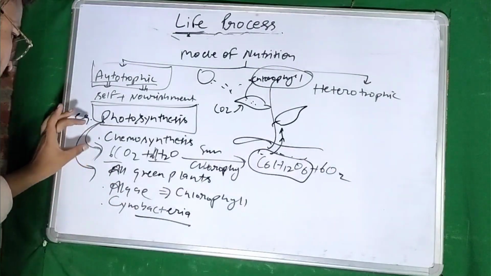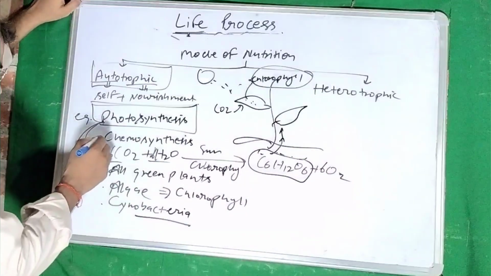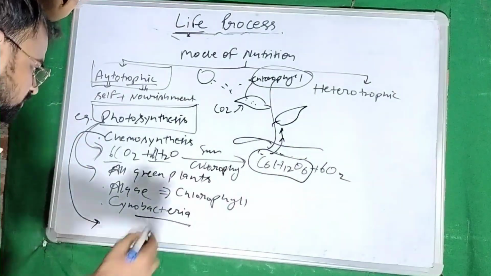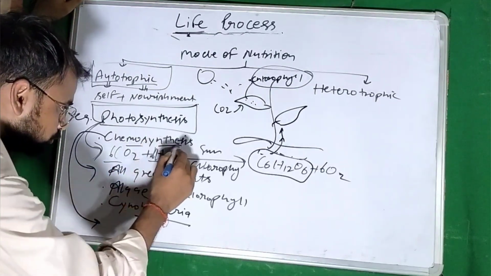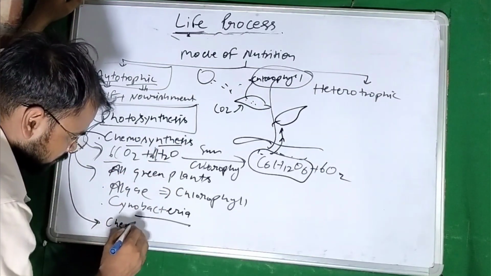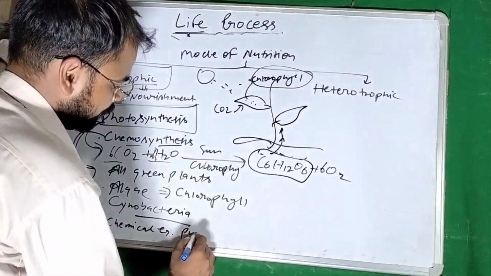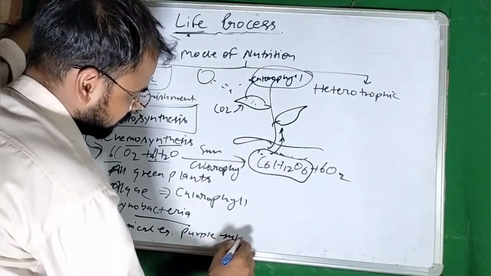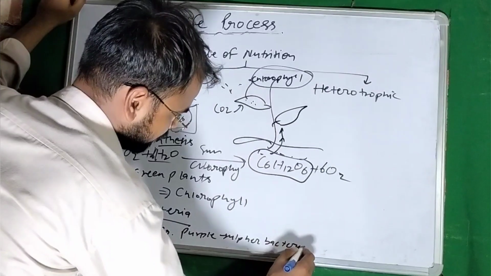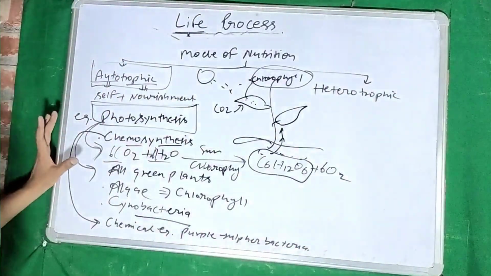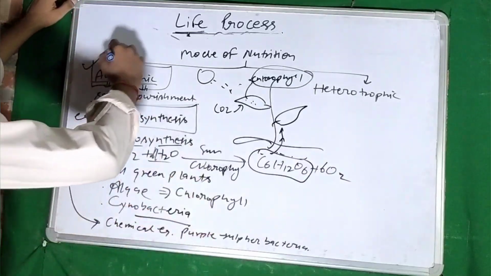So there are some examples of photosynthetic organisms. Now we are going to discuss chemosynthesis. Chemosynthetic organisms are those living organisms that make their food with the help of chemicals. What are examples of chemosynthesis? Purple sulfur bacteria is an example of chemosynthesis.